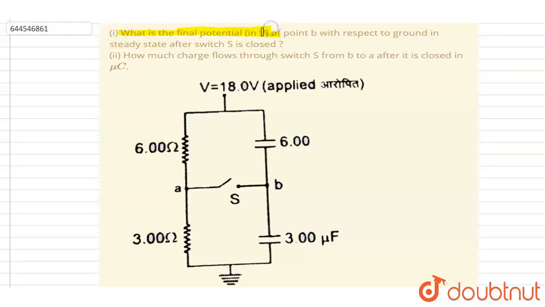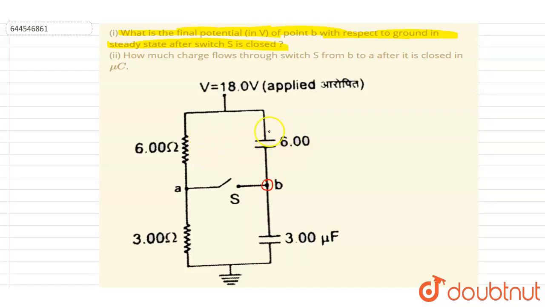Hello everyone. What is the final potential of point B with respect to ground in steady state after the switch S is closed? If you see the switch S is closed and we want the final potential at point B here.